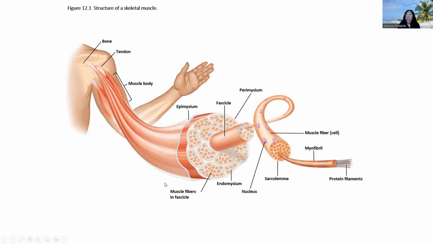So while we think about the layers, the epimysium, perimysium, endomysium, also think about the compartments. So the muscle fiber itself, which is within the endomysium, the fascicle, which is a bundle of muscle fibers, and then the entire muscle being the bundle of fascicles together. So that structural hierarchy is important.